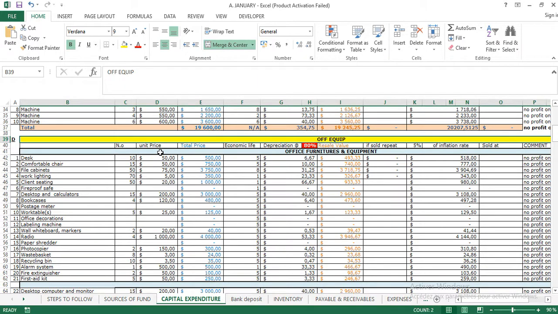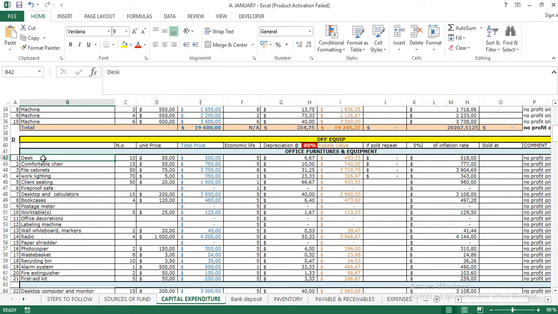I have mentioned a couple of office equipments like desk, comfortable chairs, file cabinets, work lighting, client seating, fireproof safe, desktop and calculators, bookcases, and so on. The number of units, price per unit, total cost, and economic lifetime are always very important to mention for every item you have. Just have an estimate of economic lifetime.